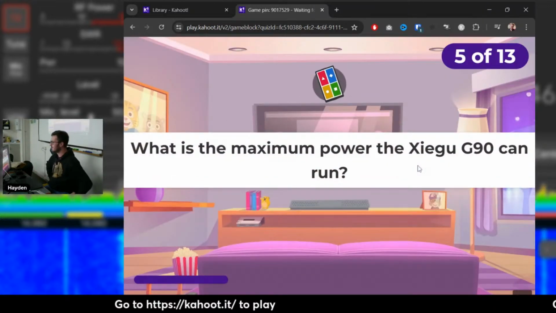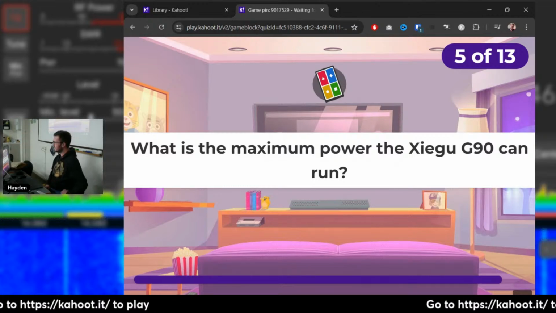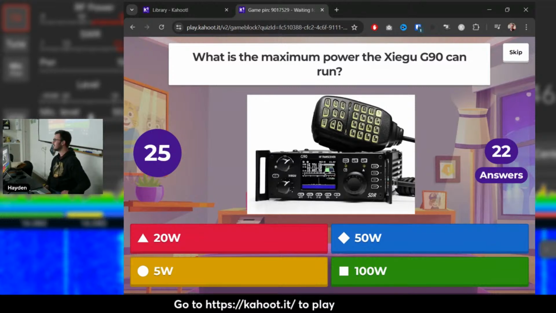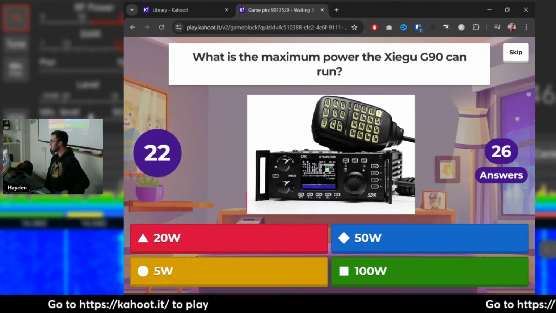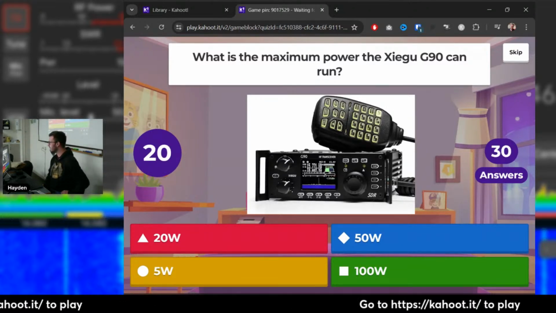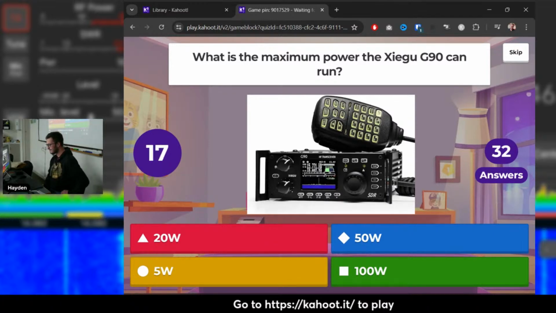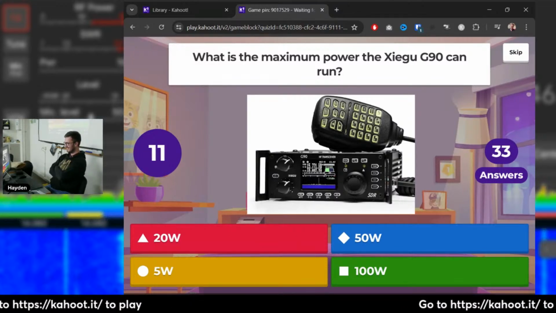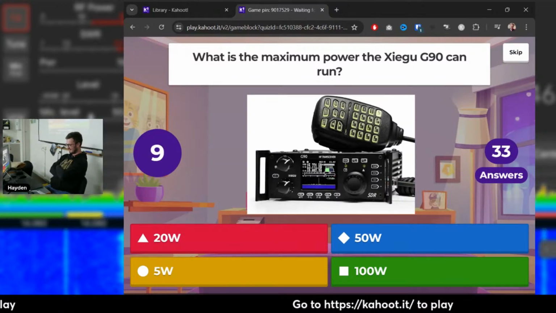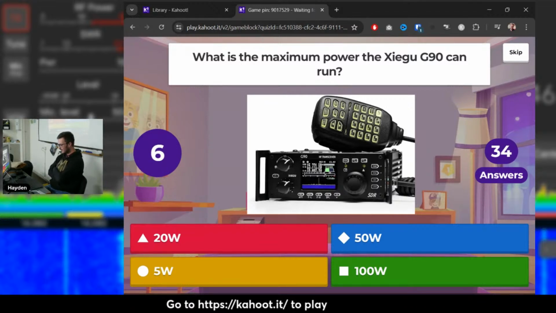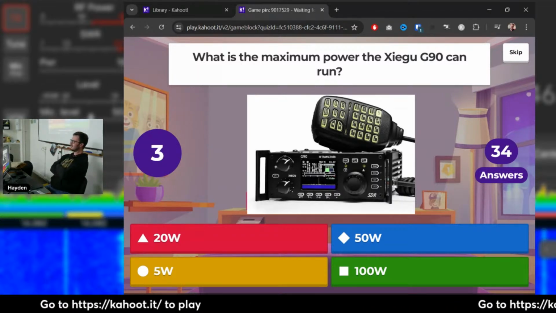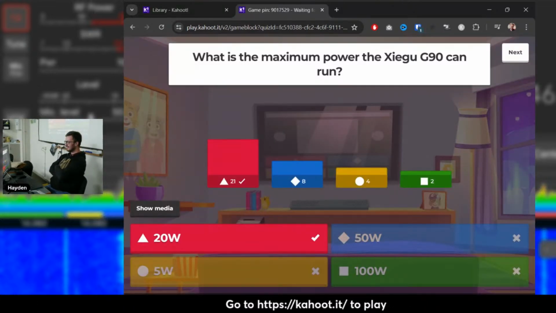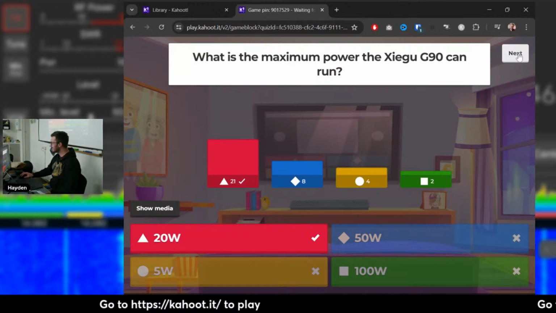All right, next question. What is the maximum power the Zgu G90 can run? Is it 20 watts, 50 watts, 5 watts, or 100 watts? The Zgu G90, Chinese SDR radio. Very popular. Very, very popular. Claim 100. Don, just giving the answers in the chats. Don't give the answers away. 20 watts. 20 watts.